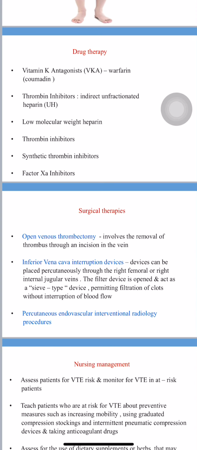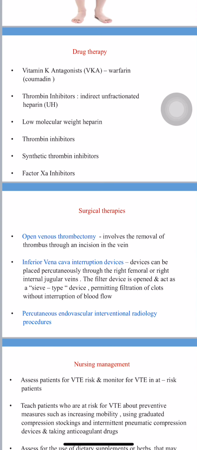The inferior vena cava interruption device can be placed percutaneously through the right femoral or right internal jugular veins. This filter device is opened and its spokes penetrate the vessel's wall, and the filter acts as a sieve-type device, permitting filtration of clots without interruption of blood flow.